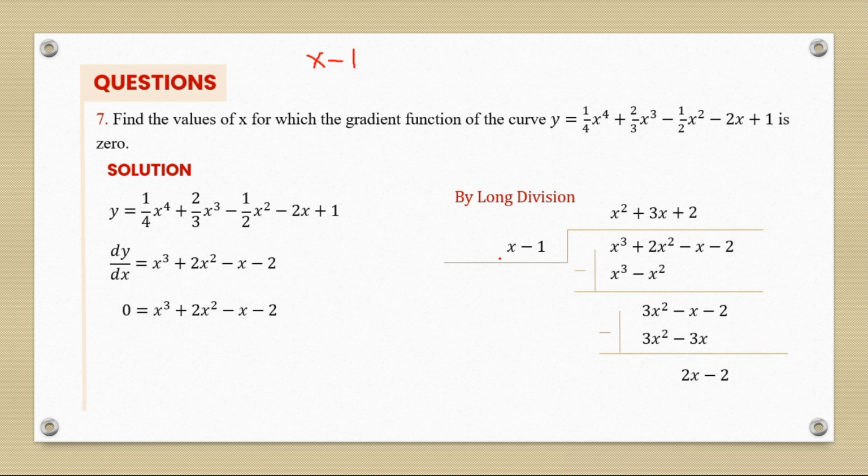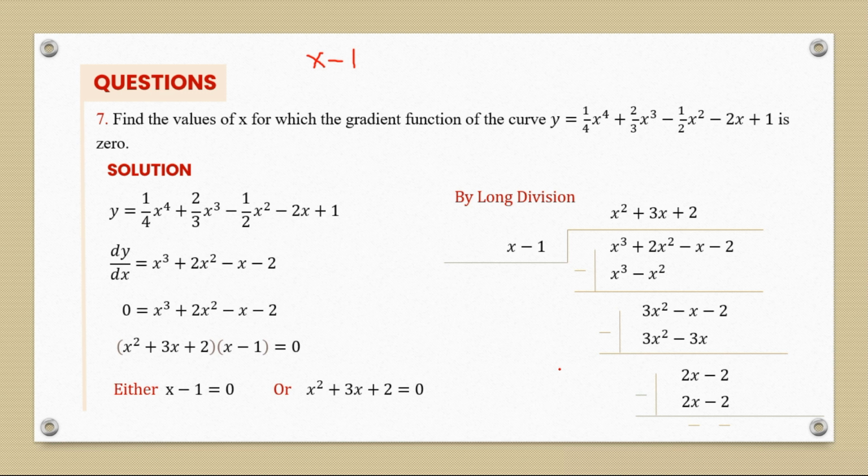So 2x divided by x shall give me 2. 2 times this will be 2x minus 2. When I subtract that, I'll have no remainder. So that means we chose the right factor. Now what I have is x minus 1 times x squared plus 3x plus 2. So either x minus 1 is equal to 0 or x squared plus 3x plus 2 is equal to 0. So x can either be equal to 1, or x can be equal to negative 1, or x can be equal to negative 2. And those are the answers they were asking for.